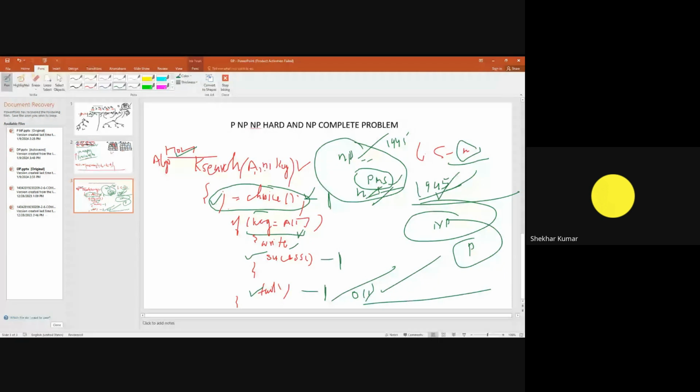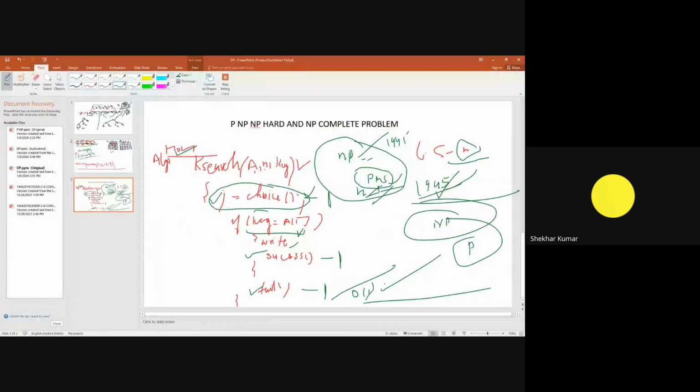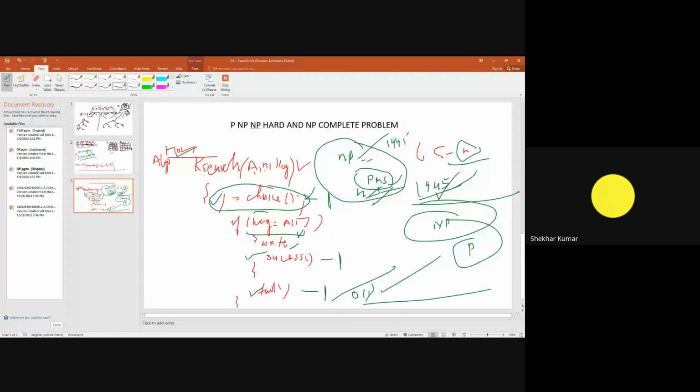So we will discuss some basic terminology in this. There are some problems which are decision problems and deterministic problems. I will discuss those first, then I will discuss NP problems.